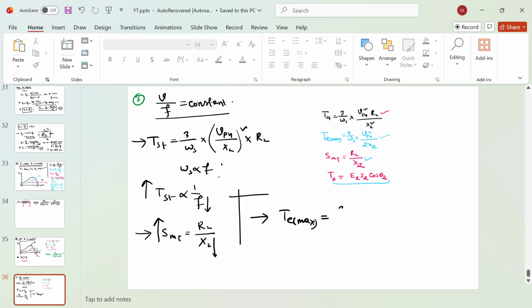How will it be constant? Because it is 3 into V phase square into omega s into 2x2. Omega is proportional to frequency and x is also proportional to frequency. So that means 3 by 2, you are having V phase square by omega s x2. This particular thing is giving k times of frequency square, because omega s is directly proportional to frequency and x is directly proportional to frequency. So your V square by f square term is also constant. So this will be constant.